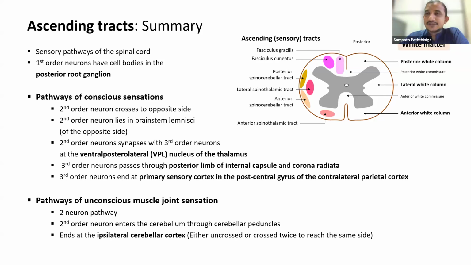But if it is an unconscious pathway, you just have two neurons, there are no three neurons. The first order neuron ends in the spinal cord in Clark's column. The second order neuron is the one which enters the cerebellum through the cerebellar peduncles, right? And they end in the same side cerebellar cortex, right? So these are the common features of the different pathways.